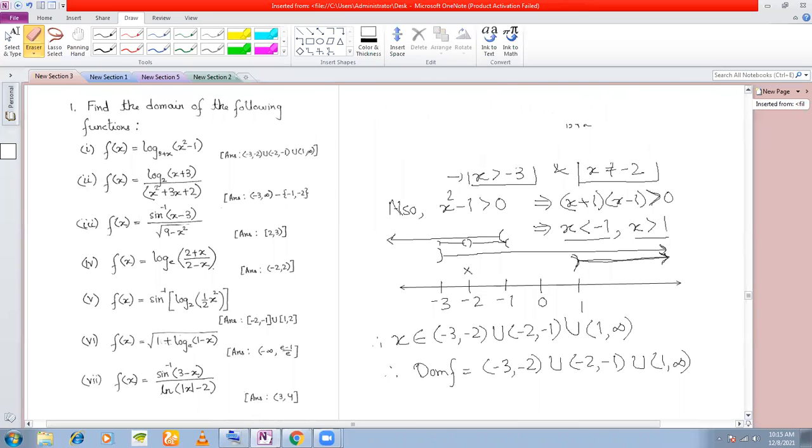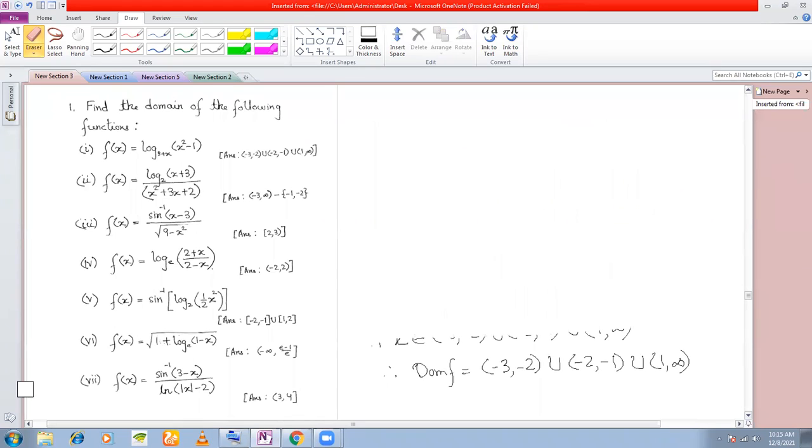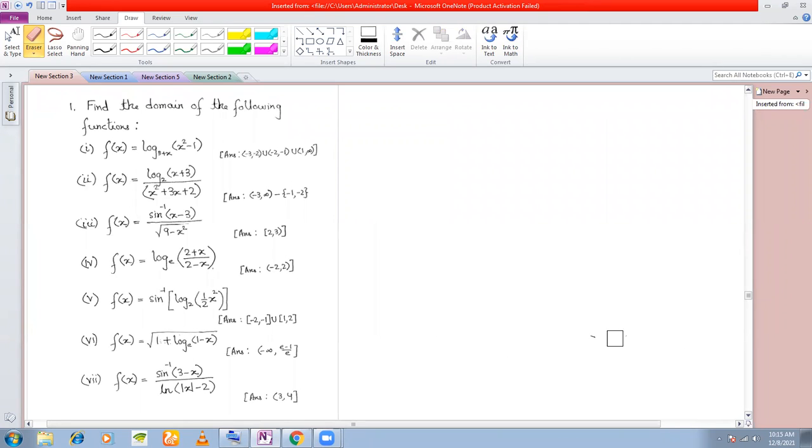We'll see the next problem. Part 2. Given here, f(x) is equal to log of (x plus 3) to the base 2, divided by x square plus 3x plus 2.